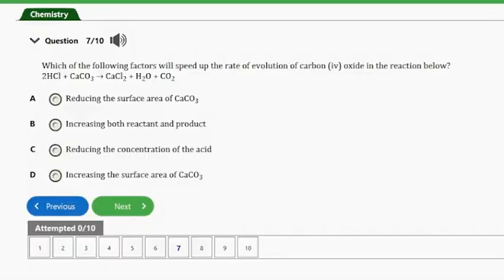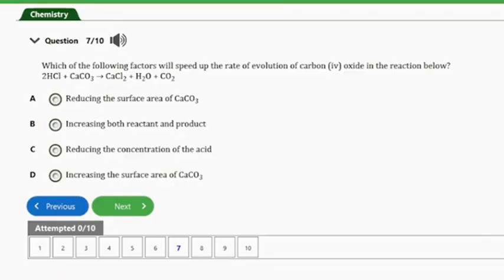Question number 7. It says which of the following factors will speed up the rate of evolution of carbon dioxide in the reaction below? We've seen the equation of the reaction here. Option A says reducing the surface area of calcium carbonate, B, increasing both reactant and products, C, reducing the concentration of the acid, D, increasing the surface area of calcium carbonate. So guys, the answer to this question will be option D here, and that's increasing the surface area of calcium carbonate. So the rate of chemical reaction can be increased by increasing the surface area of the reactants.